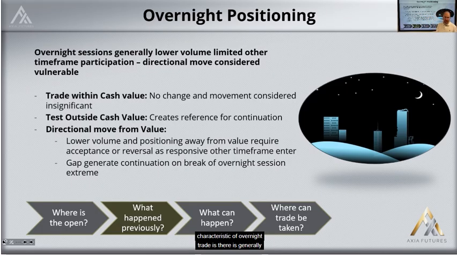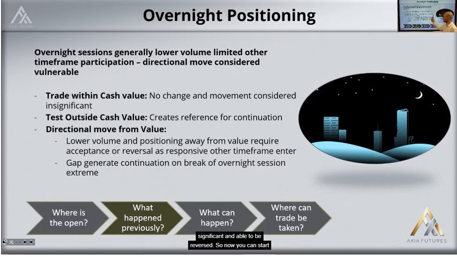What's characteristic of overnight trade is that it's generally lower volume. You will not get the other time frame participants because they need liquidity. They want liquidity to get their positions done. They don't want to be trading when nobody else is trading because it makes it very hard to get their trades on. And so this is generally lower time frame participants. This is generally your shorter time frame traders trying to take advantage of some smaller movements. Therefore, any directional move can be considered vulnerable or less significant and able to be reversed.